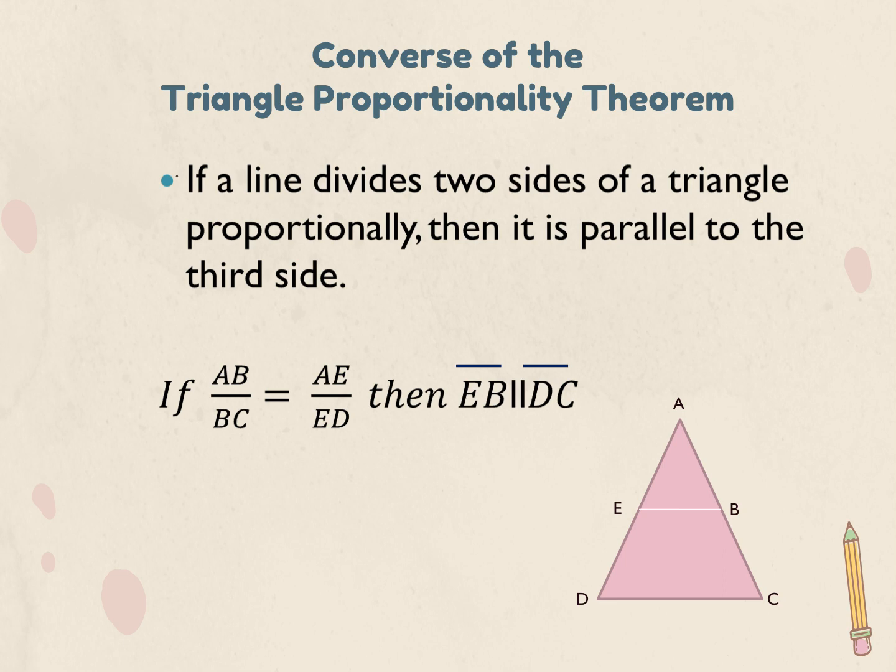The next slide has the converse. And remember, that's where we switch the order of the triangle proportionality theorem. This time, they'll start out by giving you the proportion, and you're going to show that the lines are parallel. So if a line divides two sides of a triangle proportionally, then it's parallel to the third side. And you're going to do homework questions like this, and they're going to ask you to prove that the lines are parallel. You need to show me that the sides are proportional.